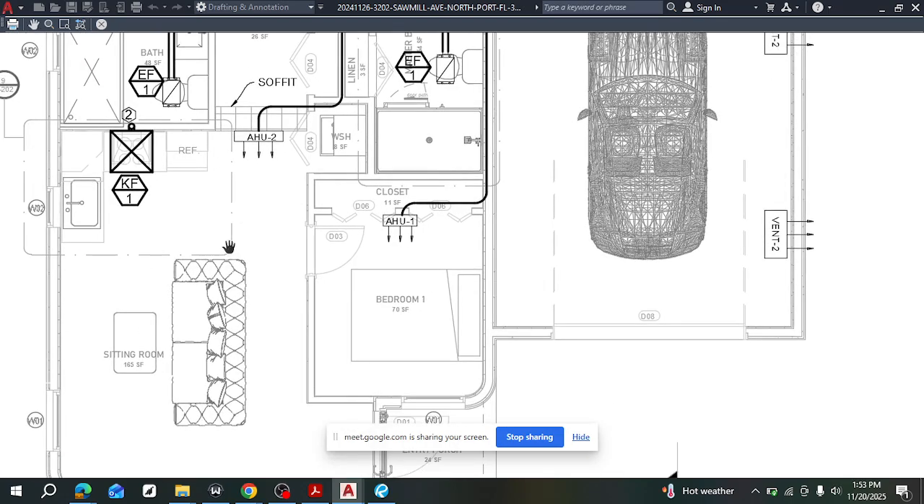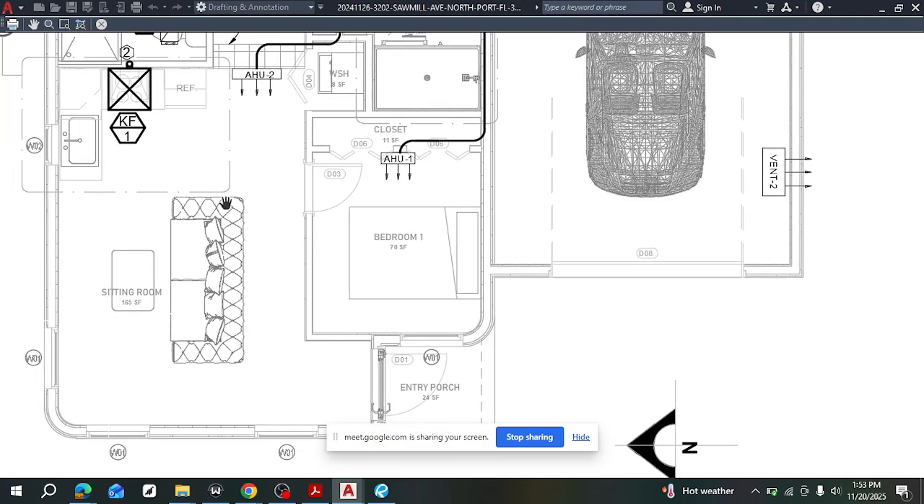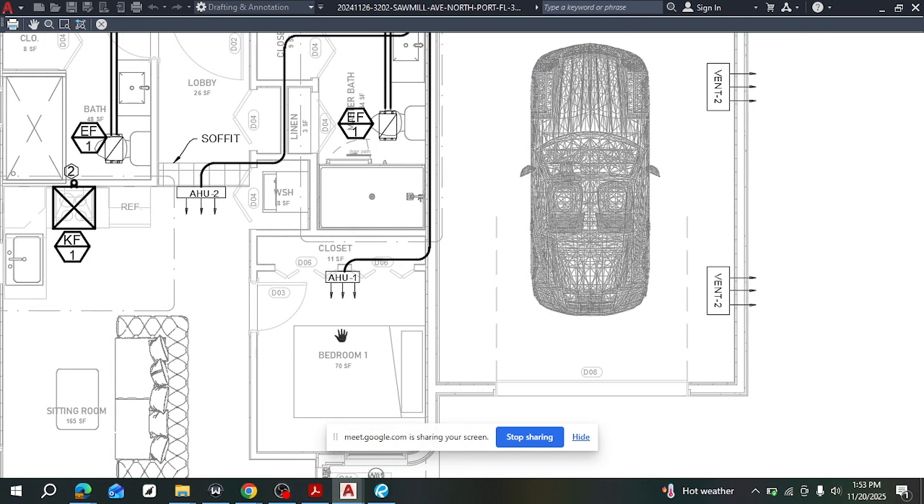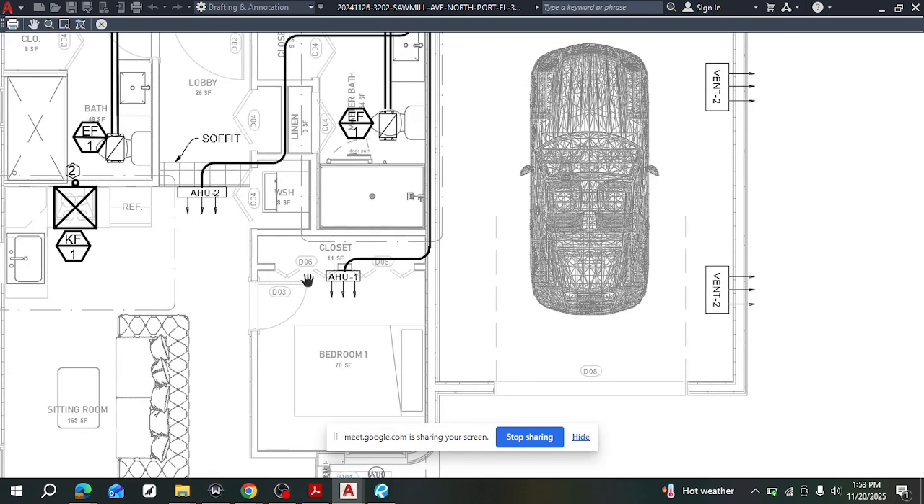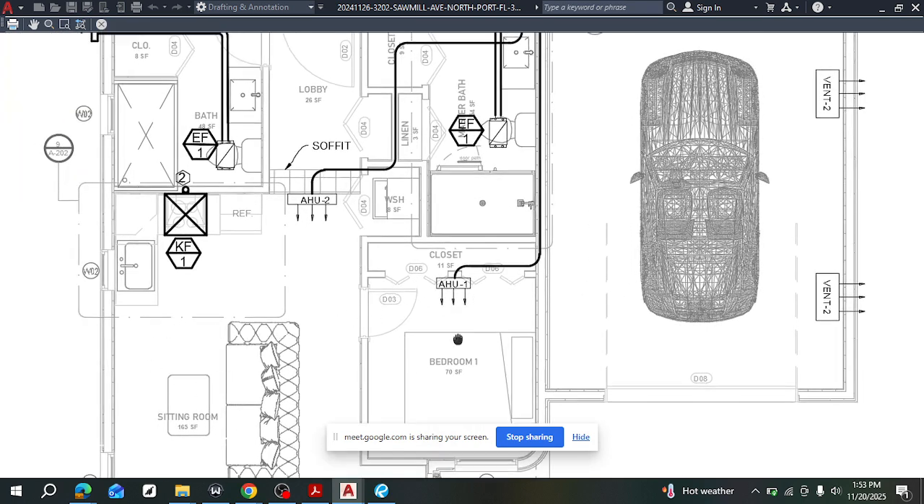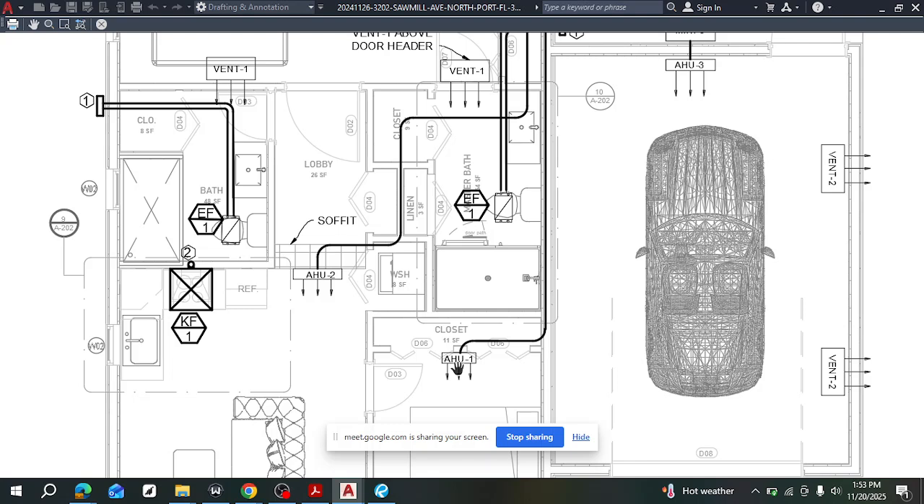Okay. So this is another bedroom where I sent in. I gave it its own air handler. Spaces like the living room and bedrooms would need to have their own separate air supply systems.